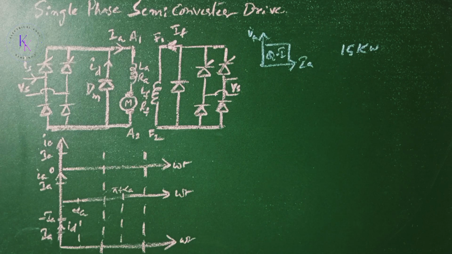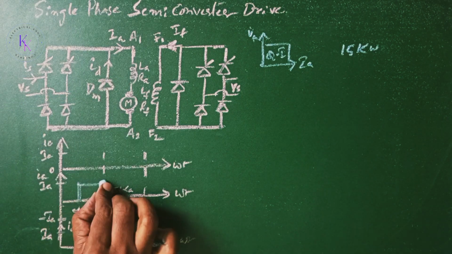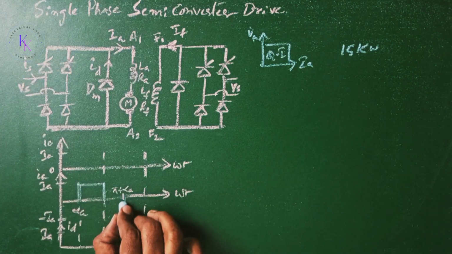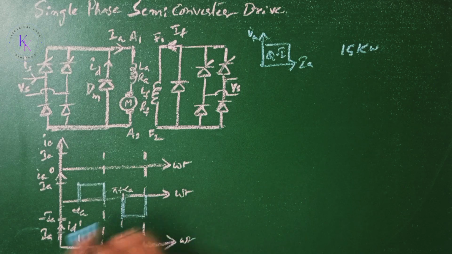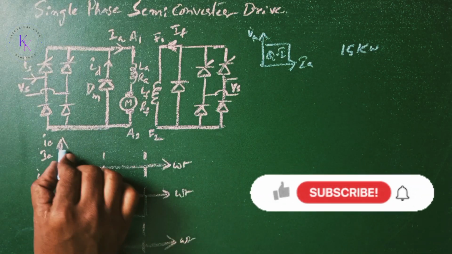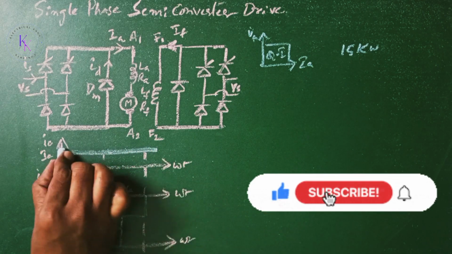The current waveforms for highly inductive loads are as shown here. When the semiconverter is turned on at alpha A, this is the output, and when these two are turned on, this will be the output with minus IA, and this is with plus IA. Meanwhile, when the converter is off, the freewheeling diode supports the current IA since the load is highly inductive. Then the current IA through the motor armature will be continuous.